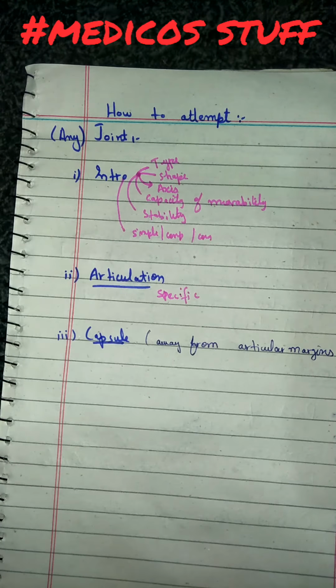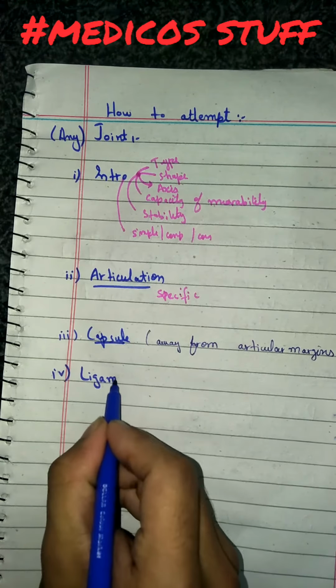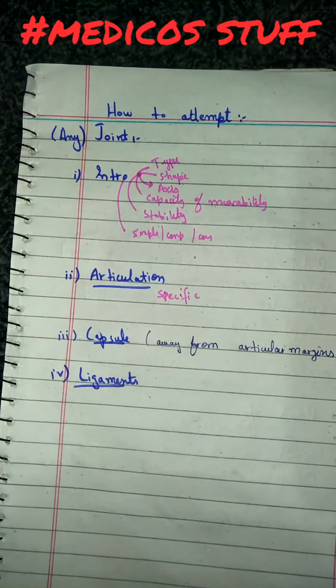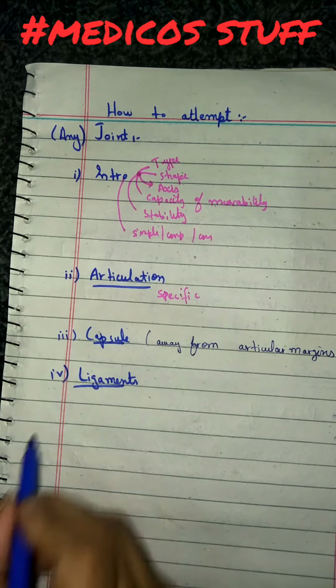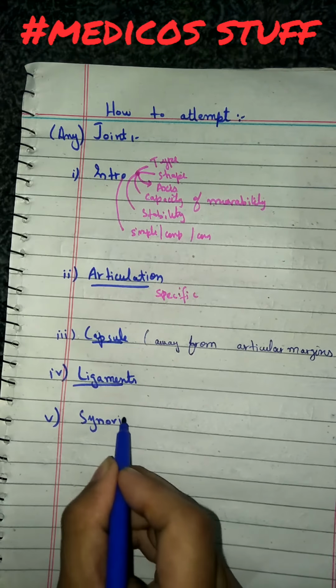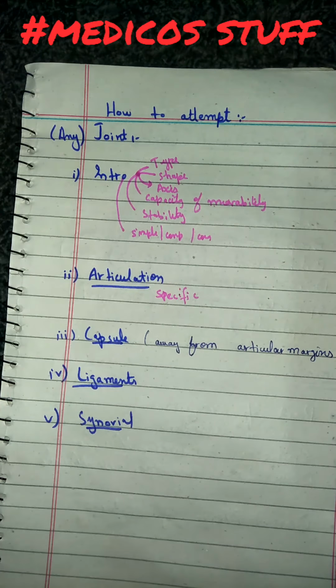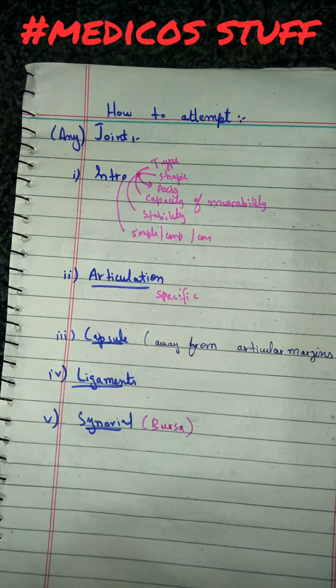Then the fourth heading you have to give is ligaments. In this you have to write the ligaments involved in that joint, and also the attachments of those ligaments. Then after the ligaments the next heading is the synovial membrane. In it you have to write about the synovial membrane, the synovial fluid, and also include the bursas, that is which bursas are involved.